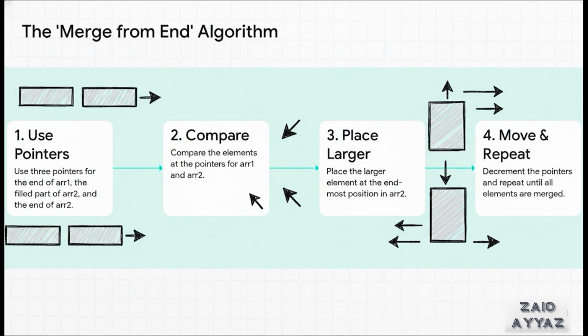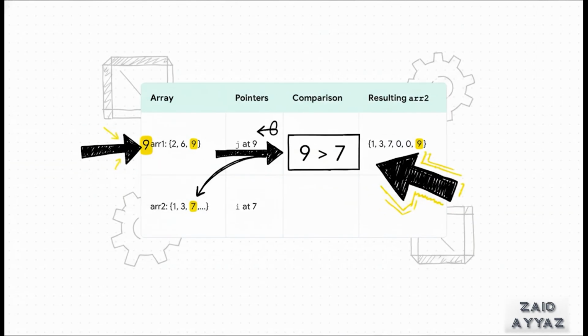Instead of starting from the beginning of the lists, which would mean we'd have to keep shifting numbers around and making a huge mess, we start from the end. We use pointers, which are just variables that keep track of a position. We point to the last real number in each list, and we also point to the very last empty spot in the big array. Then we just compare the two numbers, place the bigger one in the empty spot, and move our pointers down. Let's watch this thing work.